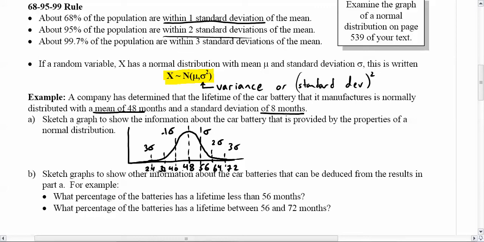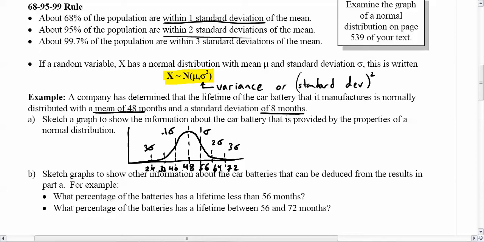So even without knowing any information or having a calculator available, we can actually estimate how much of the car's battery is below 56 months. So we've got 68 in here. And then we have 95 if we went to here, 99% if we went all the way to the end of 3 sigmas.